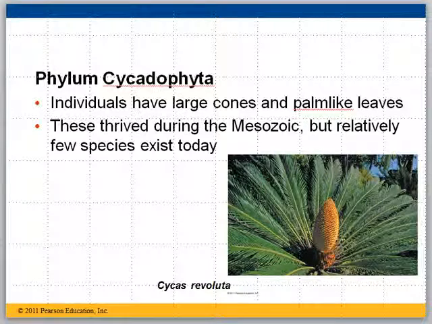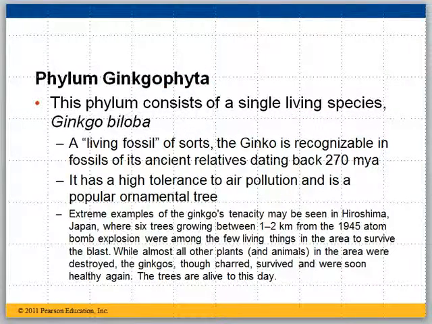The second of the 4 phyla we're going to look at is the phylum Ginkgophyta. This phylum consists of only a single living species called the Ginkgo biloba, and you've perhaps heard of this one before. You could call this particular plant sort of like a living fossil, because there are fossils that look very, very similar to the modern day ginkgo that we have today. So the ginkgo is recognizable in fossils of its ancient relatives dating back 270 million years ago.